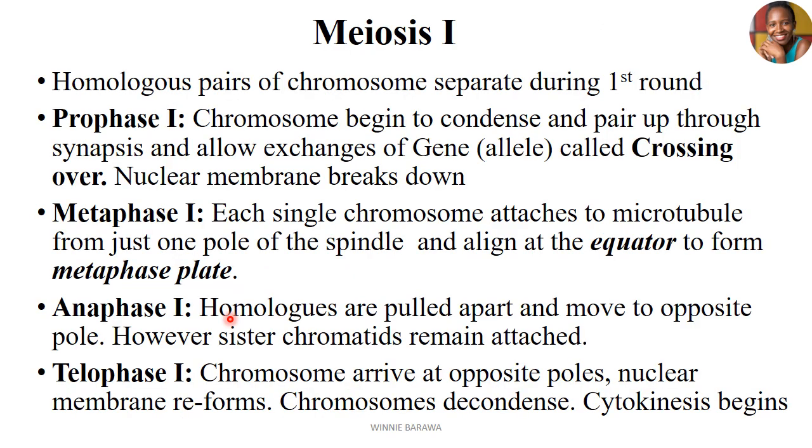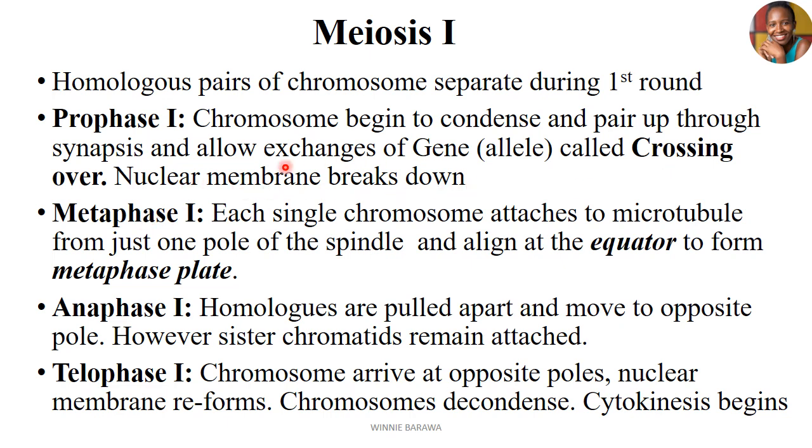We have mentioned that meiosis 1 is the first round of cell division. In meiosis 1, there is separation of the homologous pair of chromosomes during this first round, and it will go through prophase 1, metaphase 1, anaphase 1, and telophase 1. So what happens in these phases? In prophase 1, the chromosomes will begin to condense and pair up through a process we call synapsis and allow exchange of the genetic material, and this process we are calling crossing over.